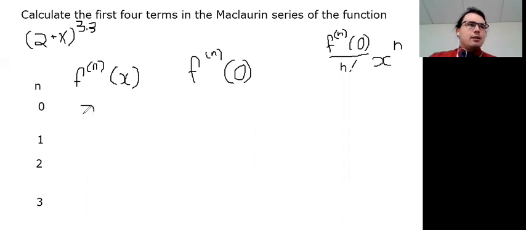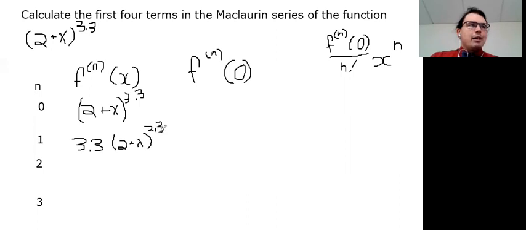Well, at this point, it should feel a little comfortable. The 0th derivative of this function is itself. The first derivative, well, I'll be using the power rule again. I'll bring down the 3.3. Now I've got 2 plus x raised to the power 2.3. And the derivative of the stuff inside is just going to be 1. So I would have to use the chain rule here. Chain rule says multiply by positive 1. Not a big deal.